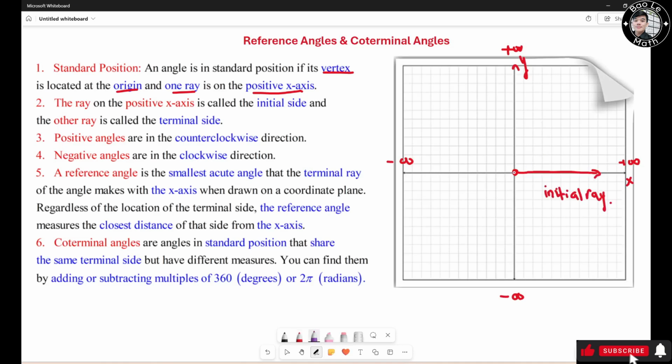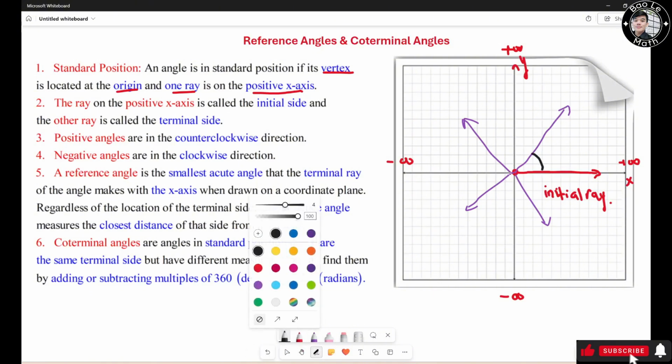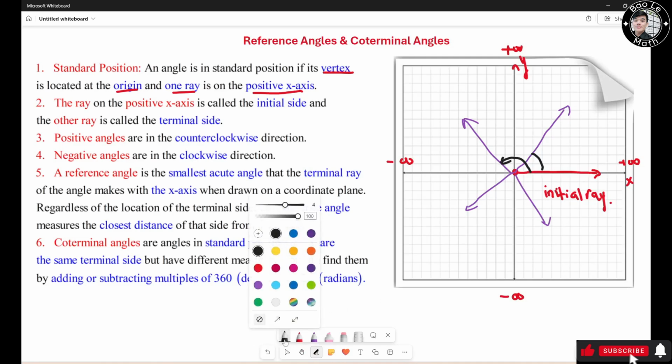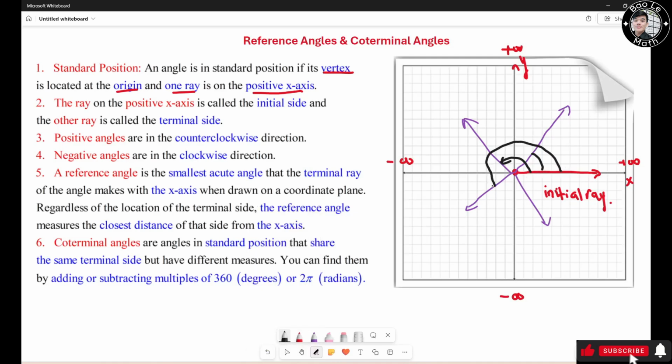Now we're going to sketch a terminal ray. So a terminal ray could be in the first quadrant, or the second quadrant, or the third quadrant, or the fourth quadrant right here, right? Now if the terminal ray is in the first quadrant, the angle is right here, right? If the terminal ray is in the second quadrant, this is the angle. If the terminal ray is in the third quadrant, the angle should be this guy. And if the terminal ray is in the fourth quadrant, the angle must be this.